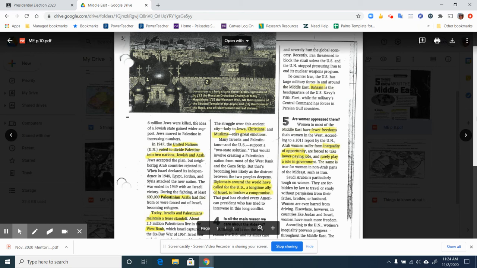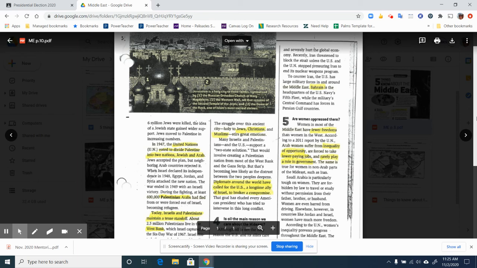Women in most of the Middle East have fewer freedoms than women in the West. According to a 2011 report by the UN, Arab women suffer from inequality of opportunity and are forced to take lower paying jobs and rarely play a role in government. The same is true for women in non-Arab parts of the Middle East, such as Iran.